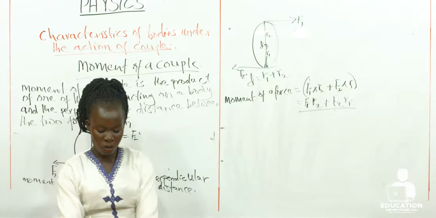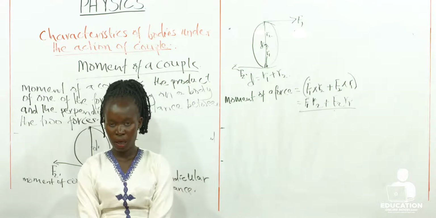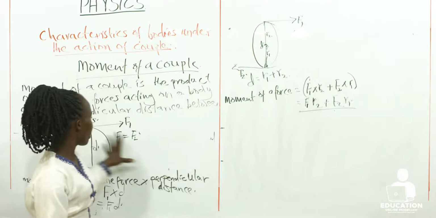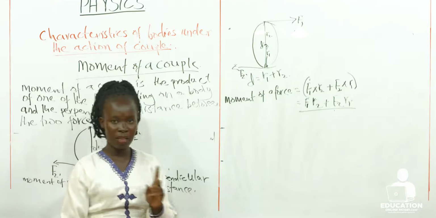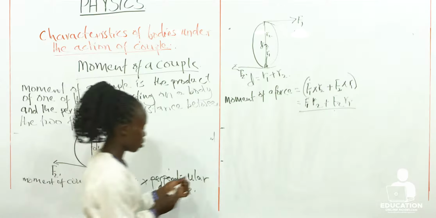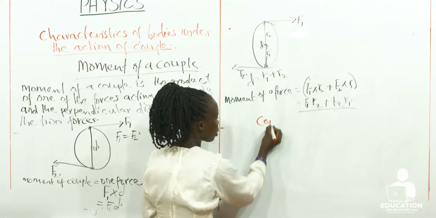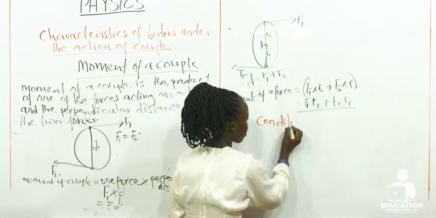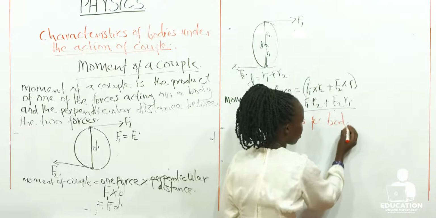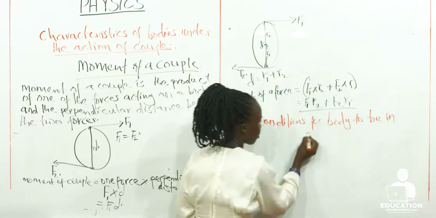So what do you think could be the conditions for a rigid body to be in equilibrium? We've been saying that when a body is balancing, that means the body is in equilibrium. So what are those conditions? Conditions for a body to be in equilibrium.